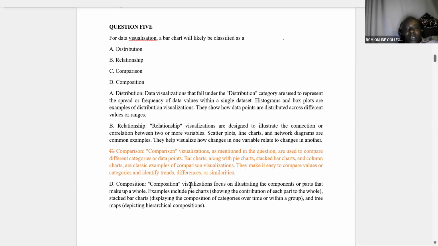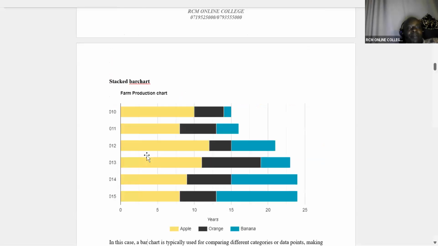Composition visualizations focus on illustrating the components or parts that make up a whole, like a pie chart, a part that is making up a whole. Examples include pie charts, etc. So, of course, the correct answer here is comparison. Bar charts are for comparison. Those bars, ladies and gentlemen, you can put them side by side and see which one is bigger. So, of course, this is what we call a stacked bar chart.